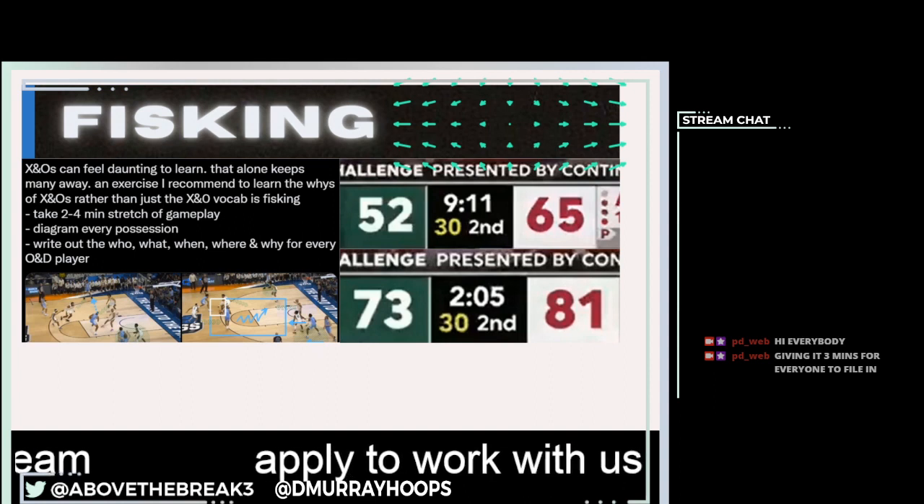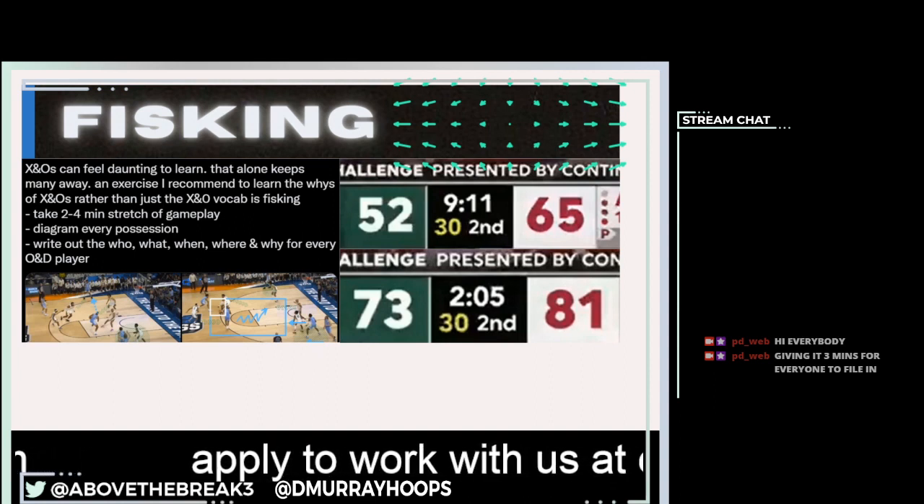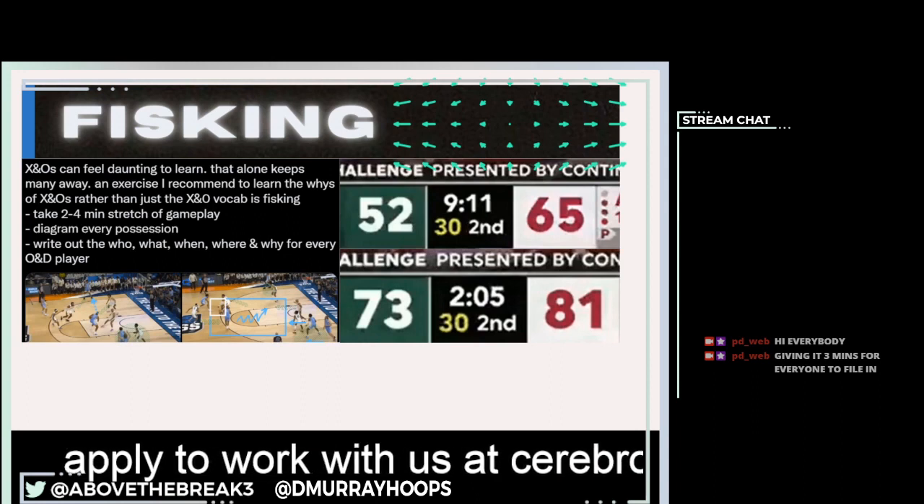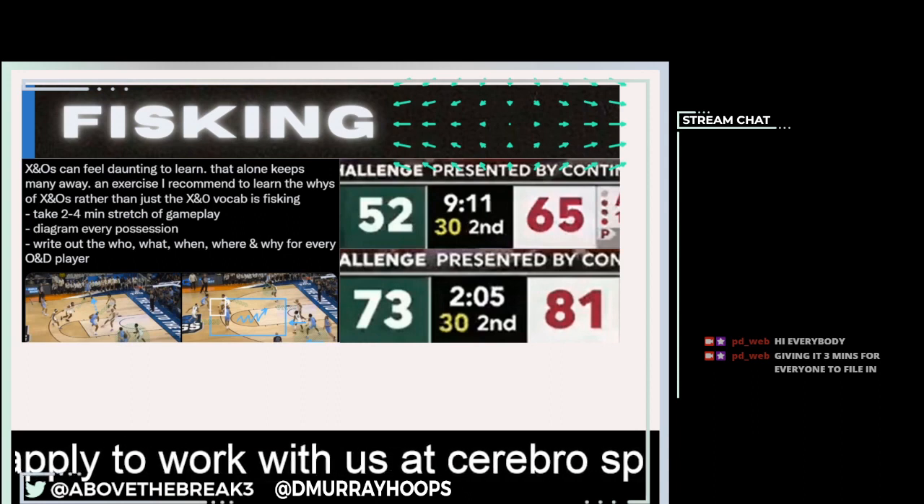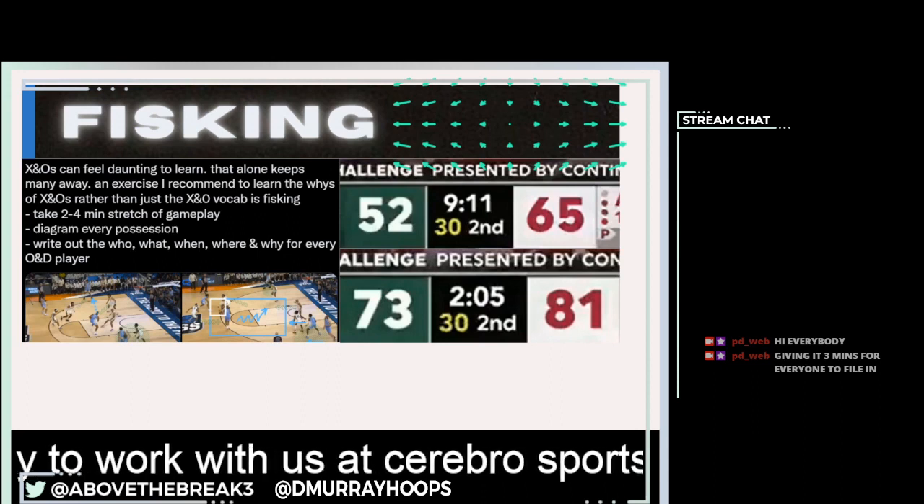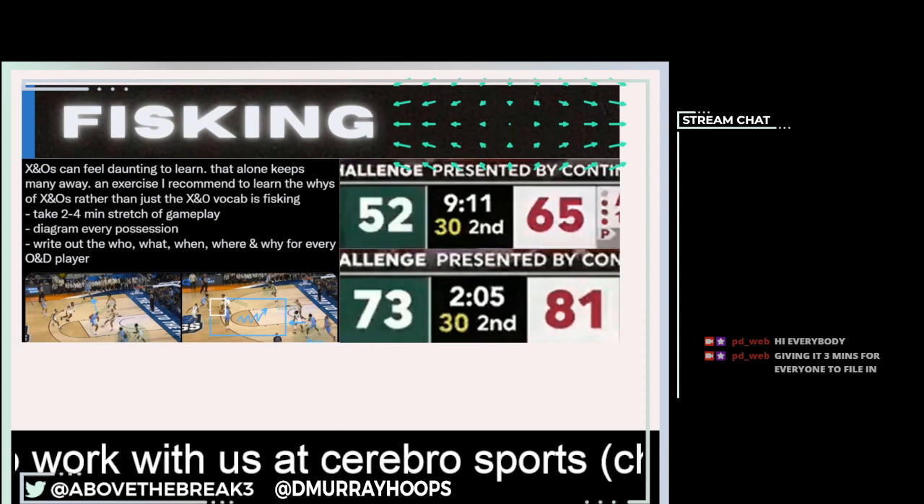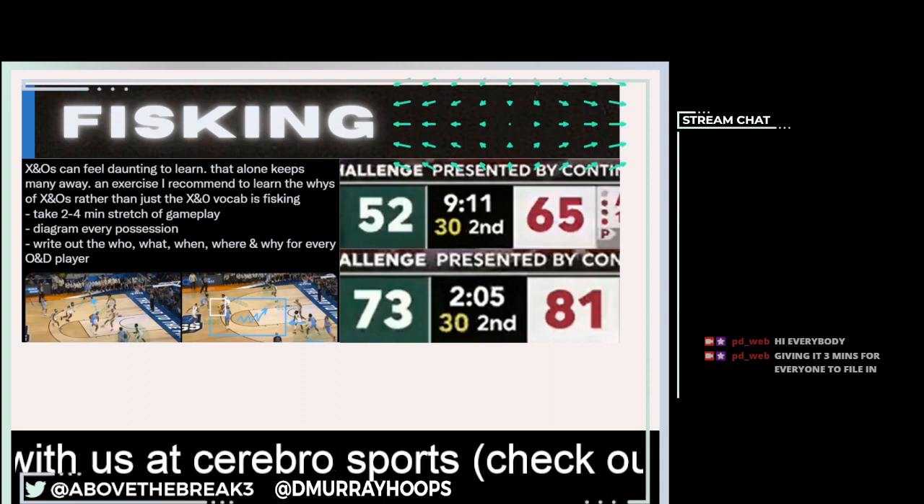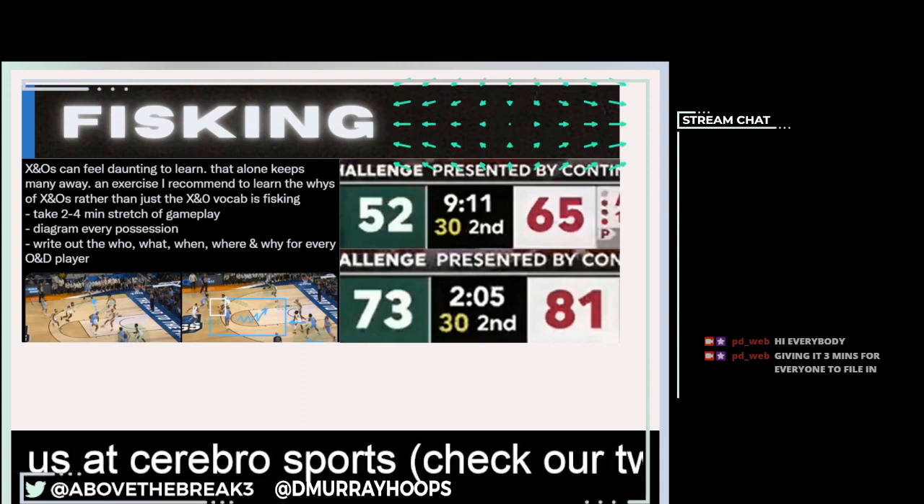In the piece, I do about 7 minutes of this Alabama Baylor game, but I'm only doing one side of the floor. Generally, if you're doing both sides, I would say 2 to 4 minutes. I would just diagram everything out, write out every player, what's happening, why you think it's happening, for both sides of the ball. It'll probably end up being 6 or 7 possessions.